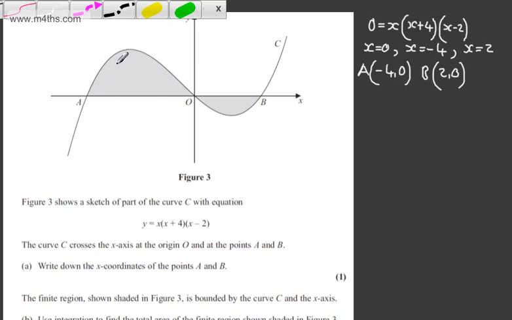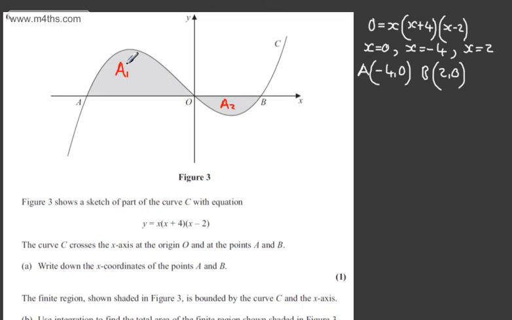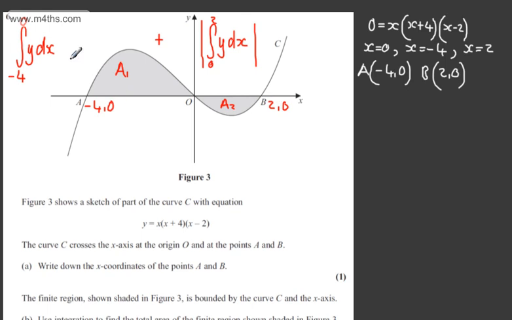So what I'm going to do is state that this is going to be area 1 and this is going to be area 2. So I'm going to have now the integral from minus 4, which is the x-coordinate of A, to 0 of y with respect to x. I'm going to add to that now the integral from 0 to 2 of y with respect to x, and take now the modulus of that, the absolute value. This point is 2, 0. So if I just add these two together, I'm going to have now area 1 and area 2.